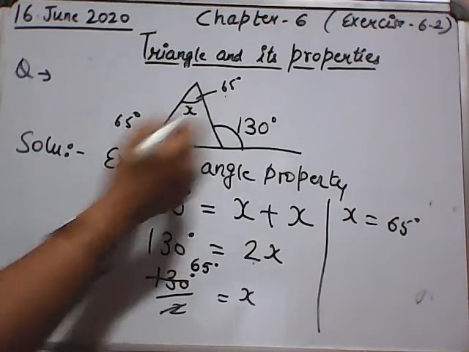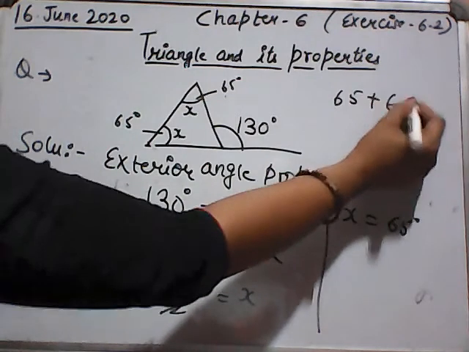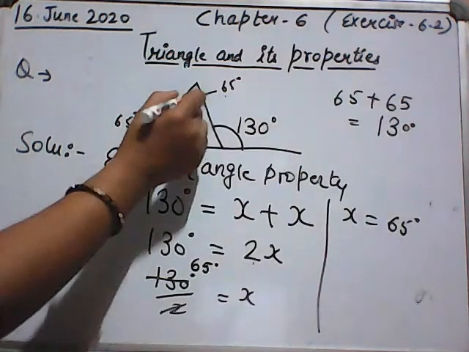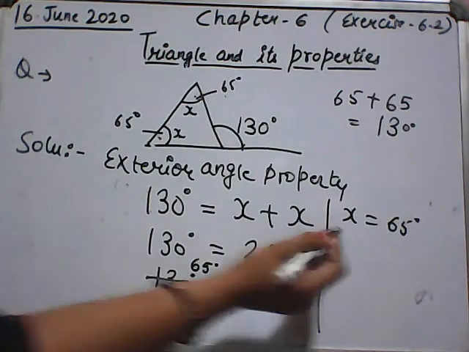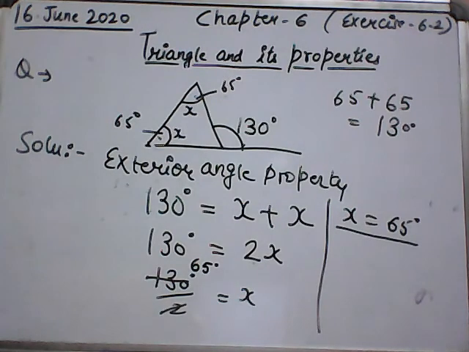Now the sum of the opposite interior angles is 65 plus 65, which becomes 130 degrees. So the sum of the two opposite interior angles is 130 degrees. You had to find the measurement of x, the interior angle, and the interior angle is 65 degrees. In this way you can solve questions based on two properties, the exterior angle property and the angle sum property.